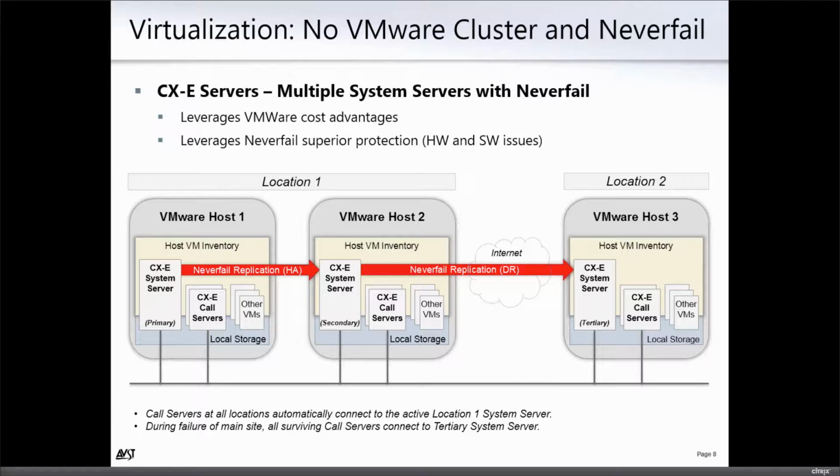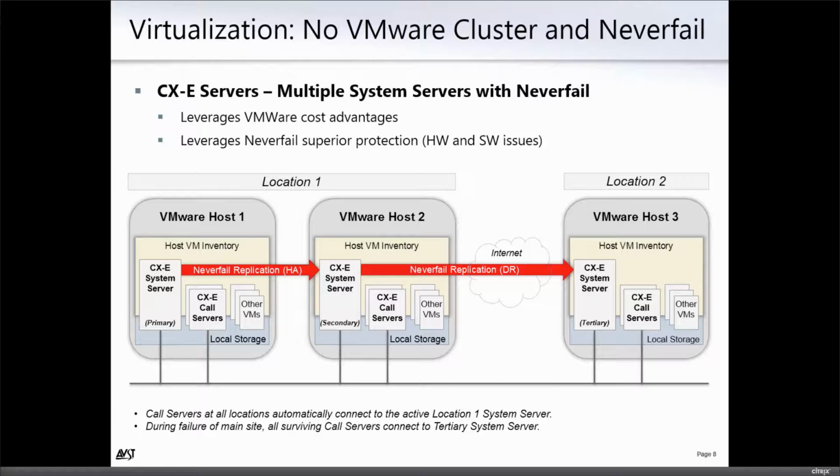Now if we go to a more typical deployment, where you still have multiple locations, then you also can do this, and you have a couple of choices in how you do this. We support multiple system servers. So multiple system servers for us are active-passive. In this drawing, you see the active system server in VMware Host 1 with a backup, typically an on-site backup system server that's passive. We call that the secondary. And then we have a tertiary server running off-site. All of them are within VMware.